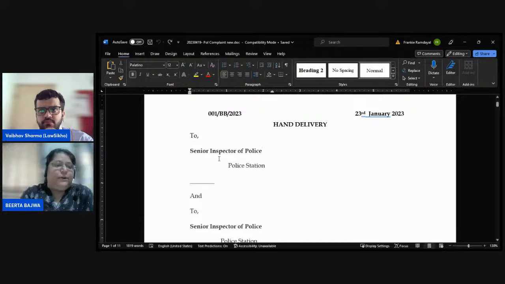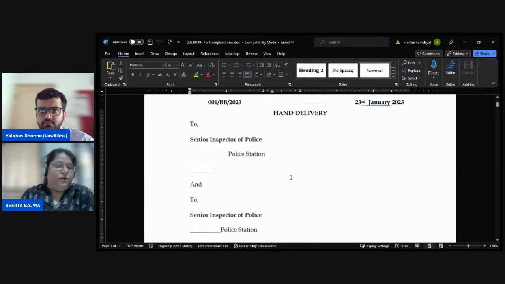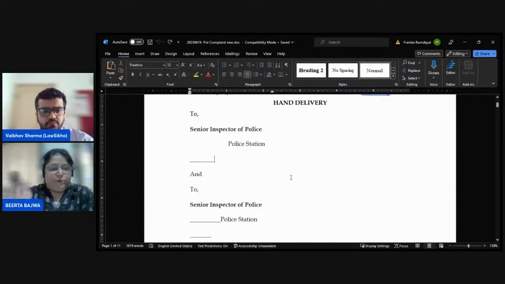Now, the complaint will always be addressed to the senior inspector of police of that particular police station. Now, it's Maharashtra, so we use the senior inspector of police. In North India and Delhi, you have the SHO, so you always write to the SHO of such and such police station.